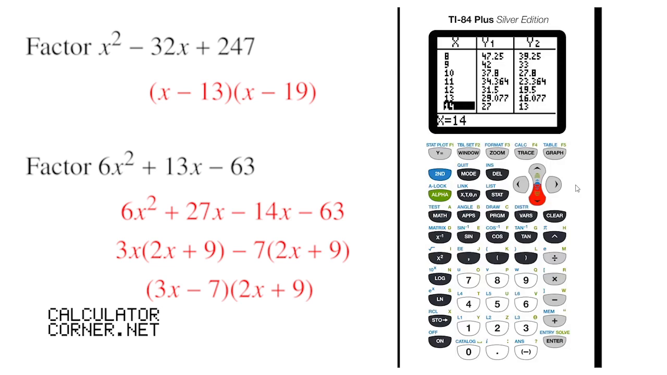So 6x squared plus 13x minus 63 factors as 3x minus 7 times 2x plus 9.